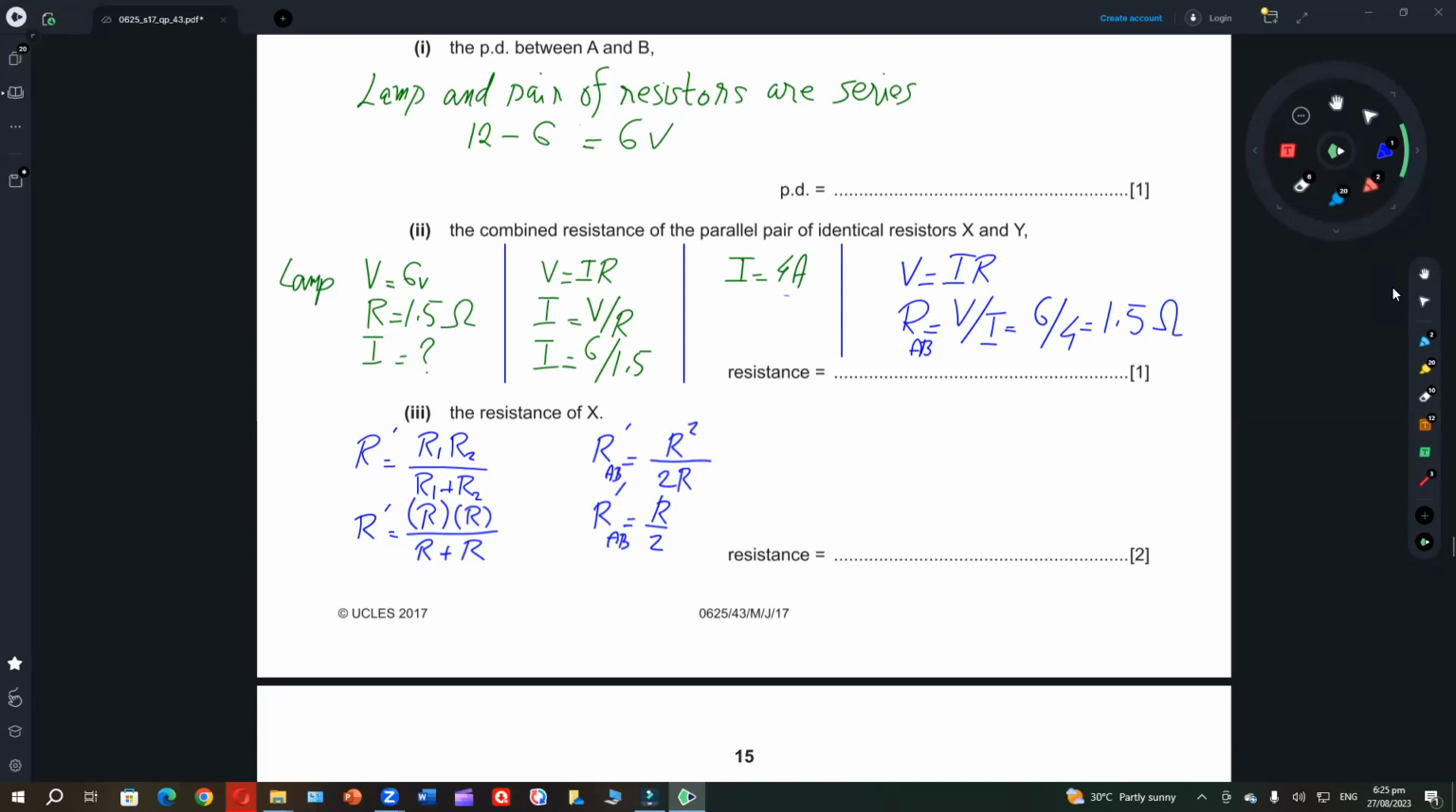you have the value 1.5. So this is the value of one resistor in the pair.